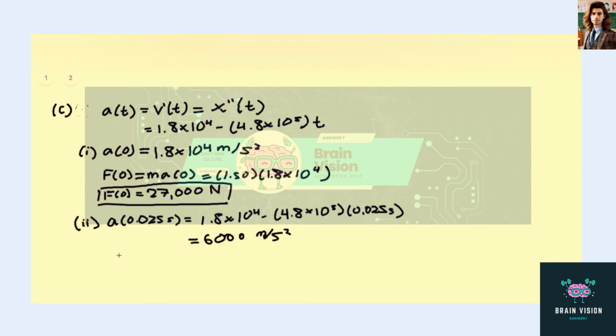Then do the same thing we did earlier. I'm going to use a little bit of shorthand: F is equal to ma, but specifically at 25 milliseconds. Plug that in: 1.50 and then 6,000 for our acceleration, to get a force of 9,000 newtons. So the force, or the acceleration rather, decreases as the chicken goes through the barrel. And we're finally done.